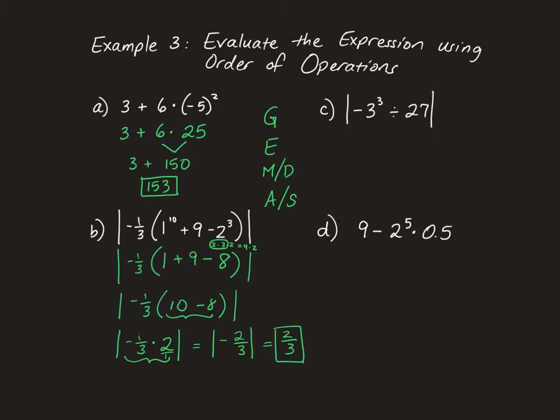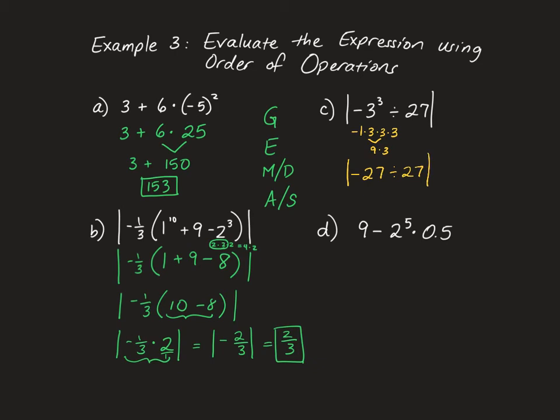Within that grouping, I need to do exponents first because that comes next. So I need to do negative 3 to the third power. Remember that we don't have parentheses here, so this is the same as negative 1 times 3 times 3 times 3. 3 times 3 is 9. 9 times 3 is 27. So inside my absolute value, I have negative 27 divided by 27.